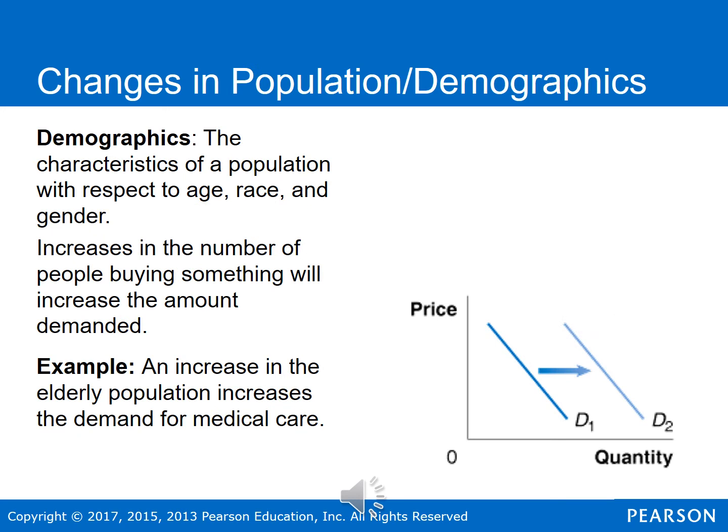Now let's turn to changes in population and demographics. So obviously the size of the population is going to affect the size of the market. The more people there are, the more potential consumers there are. But we can also break down the market by demographics. Demographics are the characteristics of a population, things like age, race, ethnicity, gender, these sorts of things.